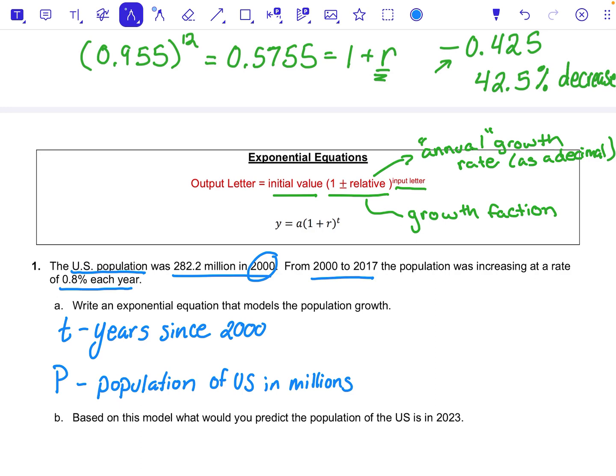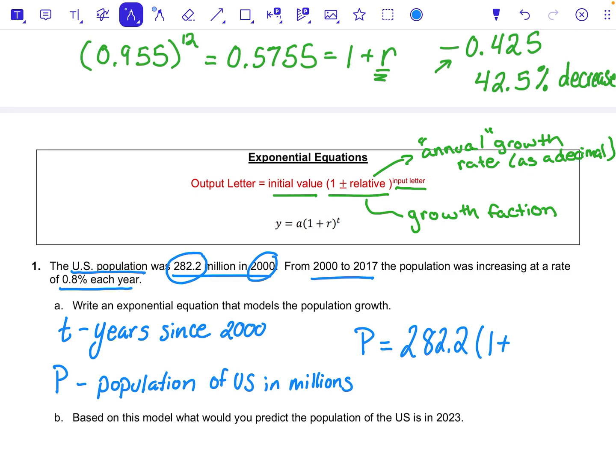All right, so if we're setting up, our output letter is P. And then we're going to have our initial value. Well, the initial value here would be the population in the year 2000, because that's our year zero. And that was 282.2 million. So I'm going to have 282.2 million.